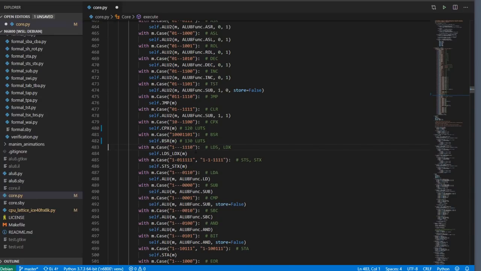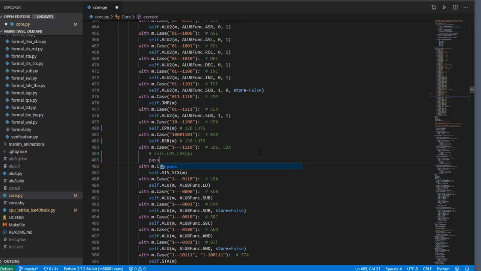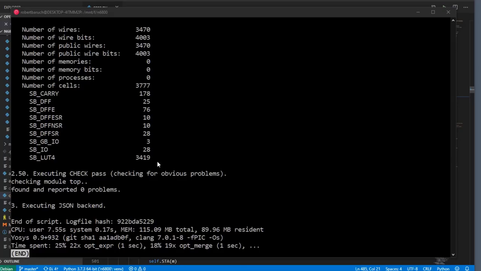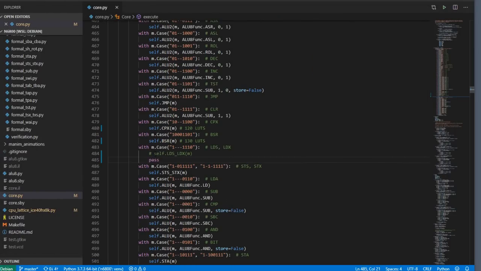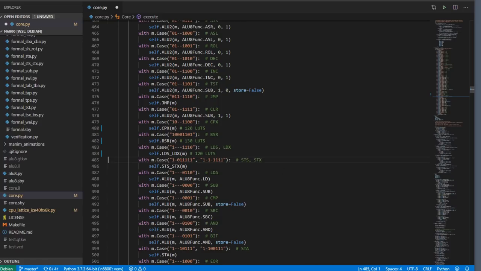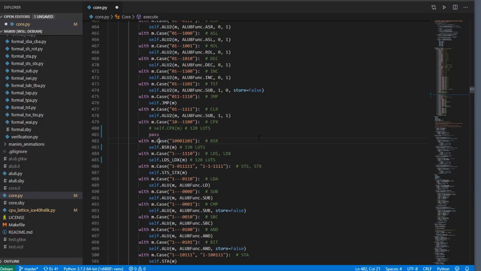Put it back in, and what the hell? Let's take a look at the next one and see what happens. Okay, so this resulted in a little bit of a savings of about 120 LUTs. So that's kind of interesting. So the hypothesis now is that by eliminating all three of these instructions, I will be able to eliminate a minimum of 130 LUTs and a maximum of 360 LUTs. So let's see what happens with that experiment.